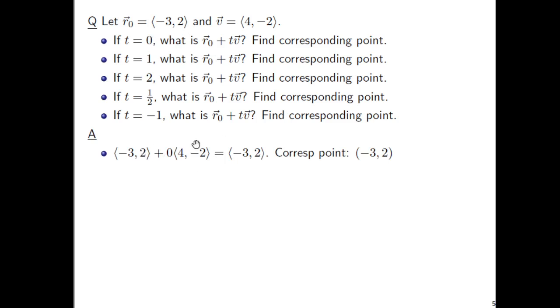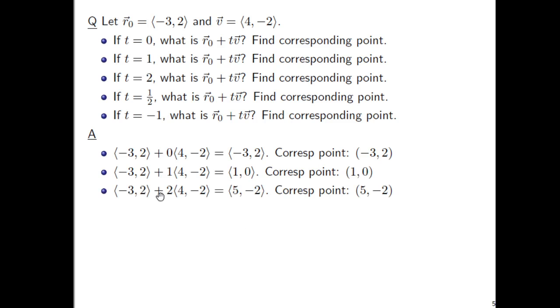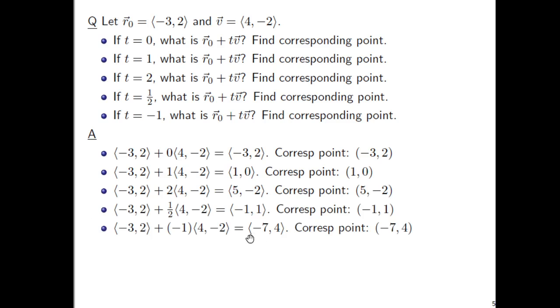I won't show all the steps of the arithmetic, but this one's nice, right? 0 times whatever, that part's going to be gone. So the corresponding point is (-3, 2). If you plug in t is 1 instead, the corresponding point is (1, 0). If you plug in t is 2, the vector was <5, -2> in angle brackets, so the point is (5, -2) in parentheses. If t is a half, here's the point. If t is negative 1, then the point is (-7, 4).